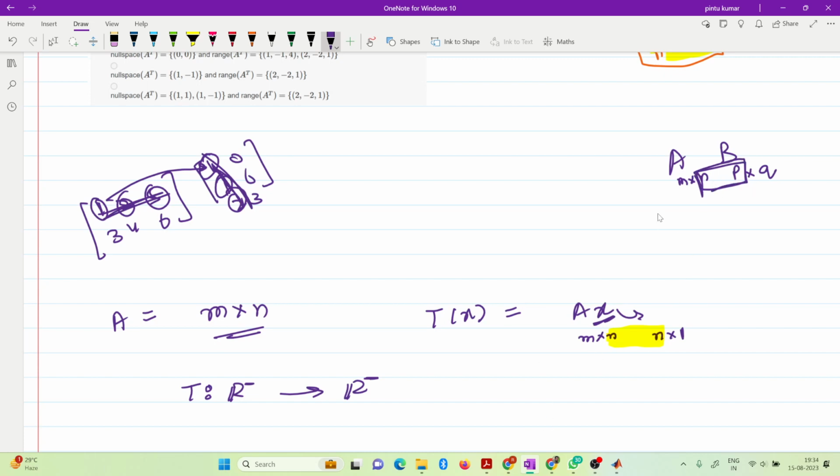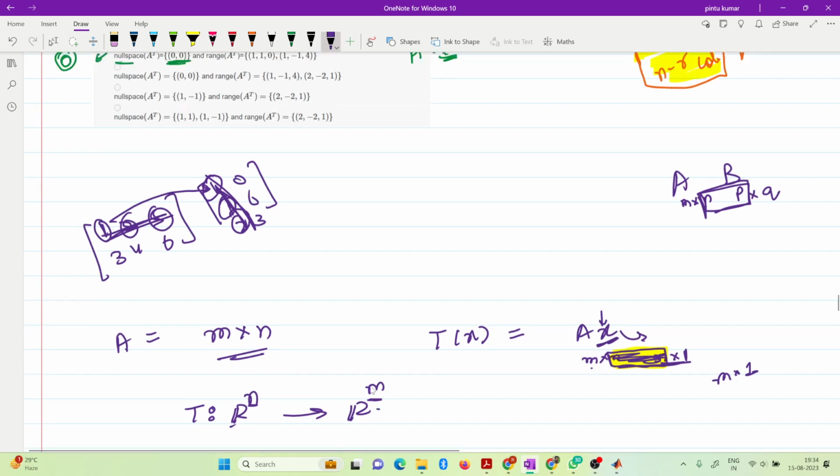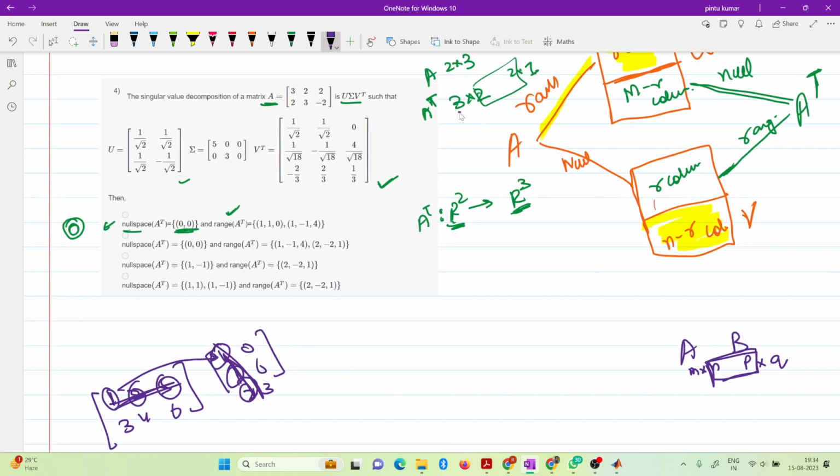Now using the same point over here, my x should be n cross 1. So x is an element of your domain set, right? So this should be R to the power n. Now if you are multiplying an m cross n with n cross 1, the size that you obtain is, you just forget about the middle things. That is what is left with you. So this is m cross 1. That's why it is Rm. So this is a map from Rn to Rm. The same thing over here also. So this was a 3 cross 2 matrix. That's why it is R2 to R3.